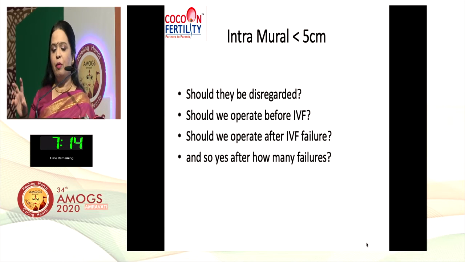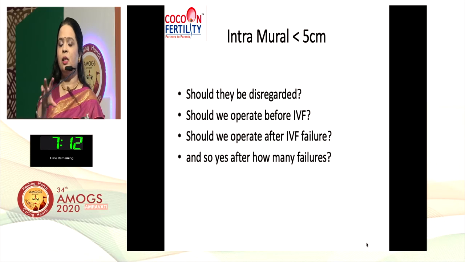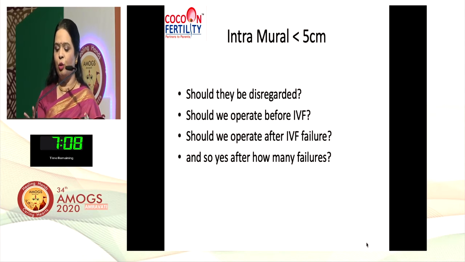Intramural fibroids less than 5 centimeters. So this basic meta-analysis that looked at less than 5 centimeter growths, they have not been able to decide whether they should be disregarded or should we operate them. If we operate them, at how many numbers do you operate them? And do you operate them before your IVF or before your transfer? I mean, what do you do? Or for how many failures do you wait before you decide to operate them?